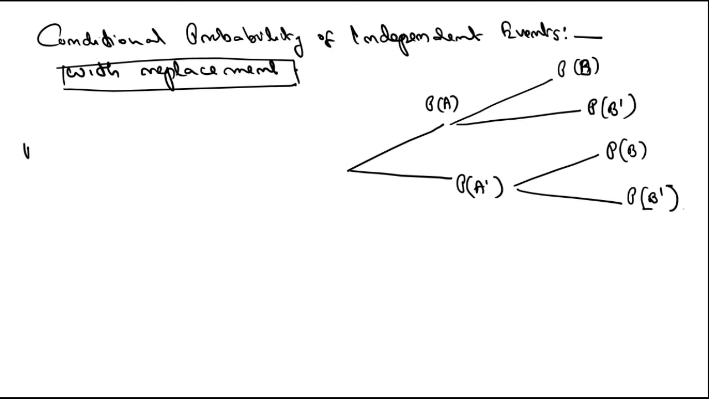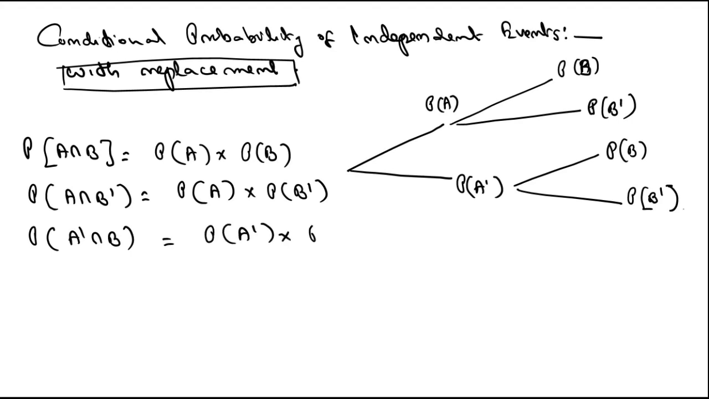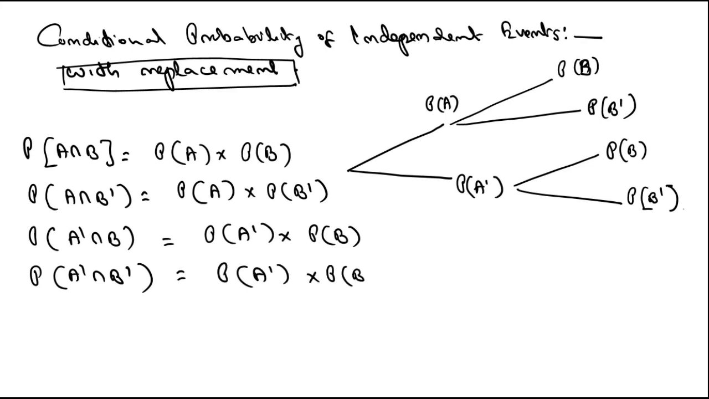So you can see that probability of A intersection B equals probability of A times probability of B. And probability of A intersection B complement equals probability of A times probability of B complement. Probability of A complement intersection B equals probability of A complement times probability of B. Probability of A complement intersection B complement equals probability of A dash times probability of B dash.